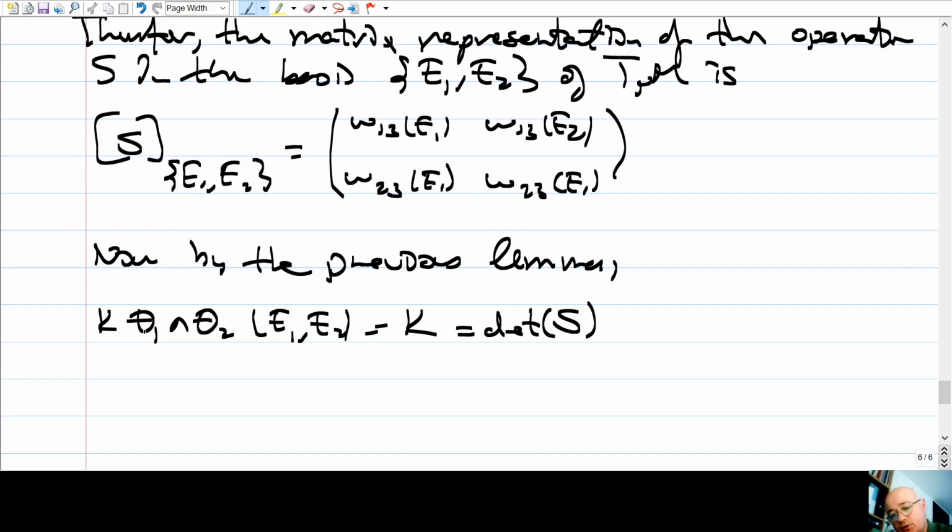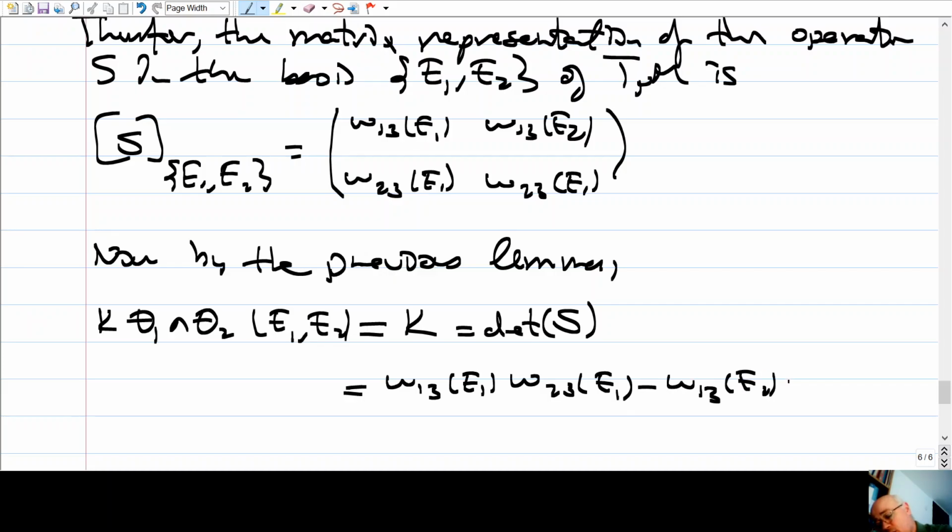This is just a simple computation, right? This is the determinant of theta 1 of E1, which is 1, theta 1 of E2, which is 0, and theta 2 of E1, which is 0, and theta 2 of E2, which is 1. So I get the identity matrix here. Its determinant is just 1. So I have here k, and it's equal to this one. And what is this determinant? Well, this is just omega 1 3 of E1, omega 2 3 of E1, minus omega 1 3 of E2, omega 2 3 of E1.